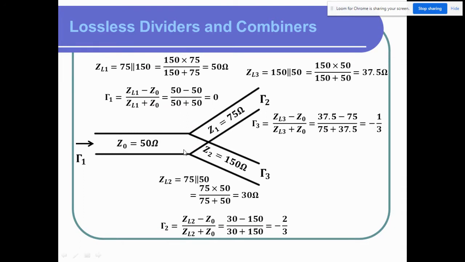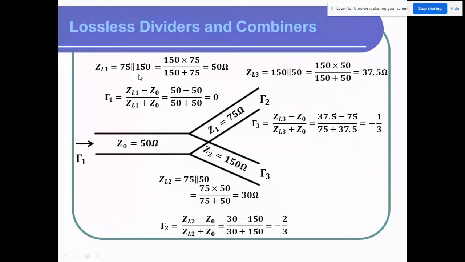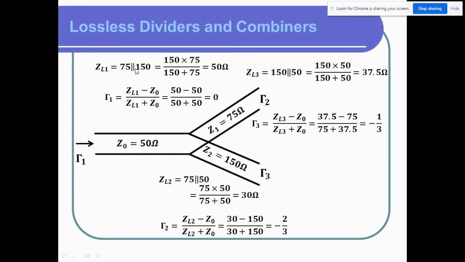In port 1, we have Z0 as 50 ohm. So here it's 50 ohm. But what is the ZL? ZL is the parallel of 75 ohm with the 150 ohm here. So ZL is 75 ohm in parallel with 150 ohm, which is equal to 150 multiplied by 75 over their sum. I will not elaborate more on this because it's electrical circuit analysis only. So after this we got 50.